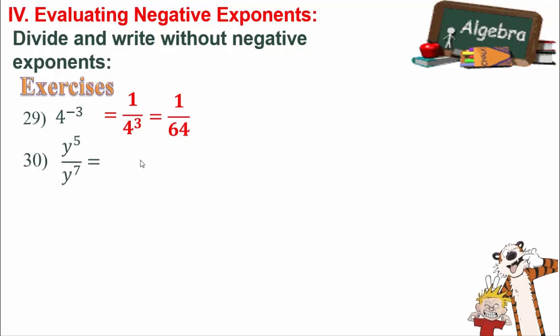In number 30, we have that situation that we had before: 5 minus 7, using our quotient rule, will give us a negative exponent, y to the -2. So there we have that, y to the -2. But now we have to convert that y to the -2 to a positive exponent, so we take the reciprocal, 1 over y, and then instead of -2, we have 1 over y squared.